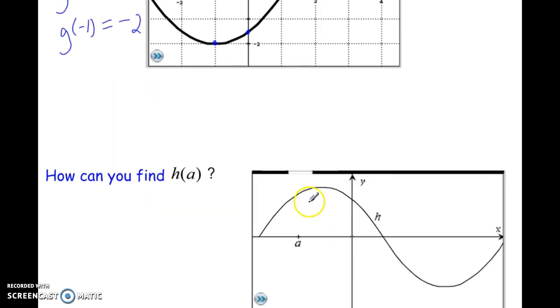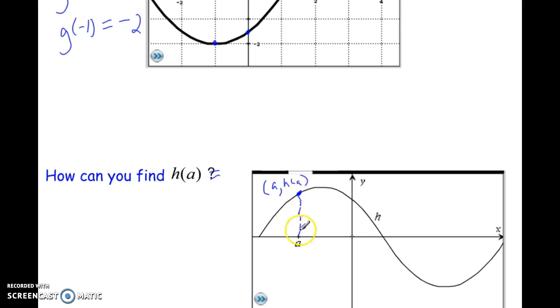Dealing with just variables here, what is h of a? So right, the h function is this. A is here. So just like we looked up an x value that was numeric there, if we look up at a value like a, we find that point somewhere around here. That distance, how tall that is, is going to be our h of a value. So that point right there is really the point a, comma, h of a.